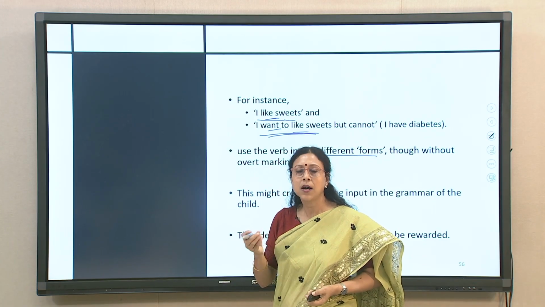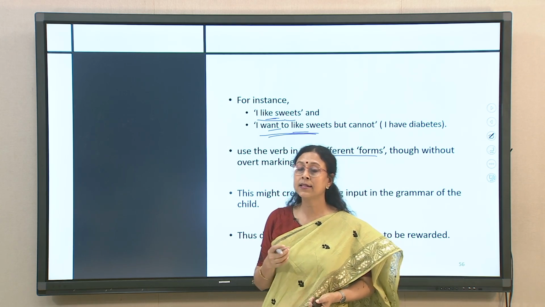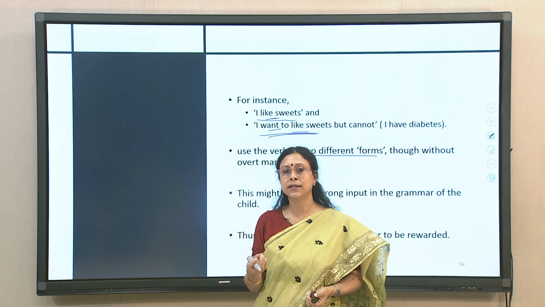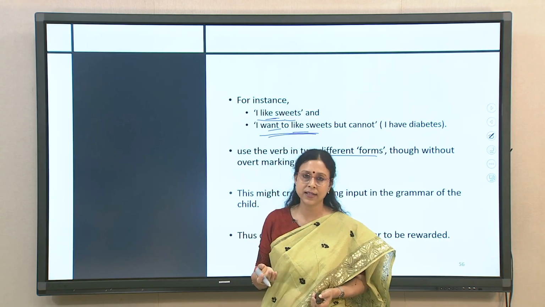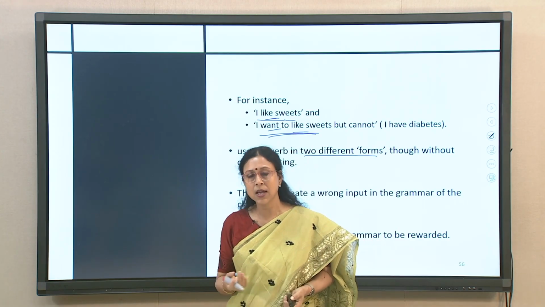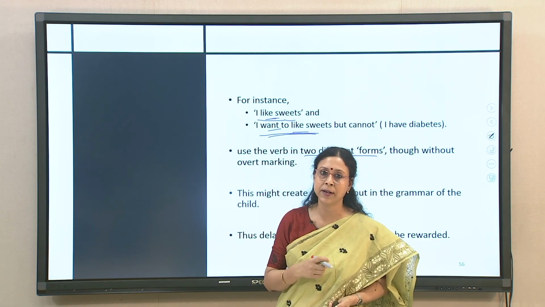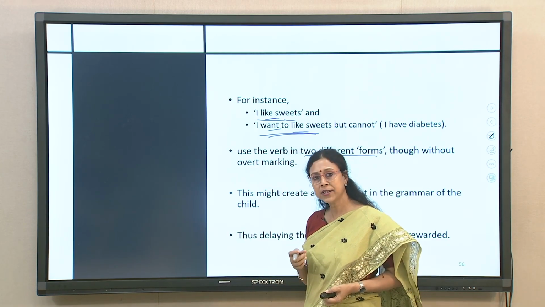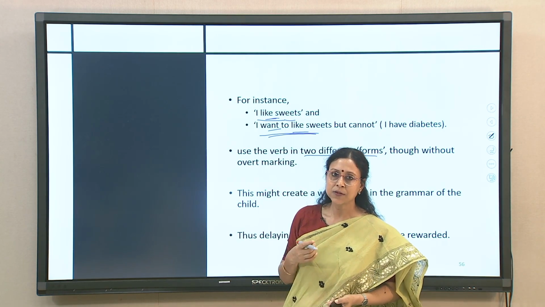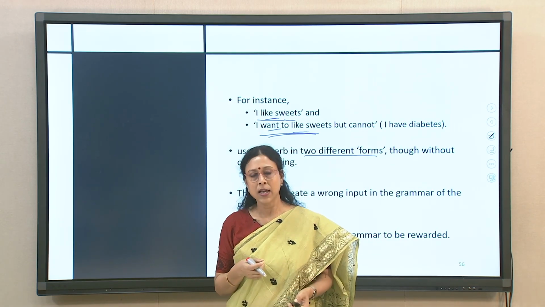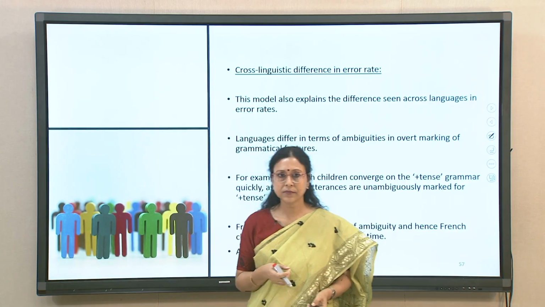These kinds of inputs probably create confusion in the child's mind as to which one is the tensed one and which one is the non-tensed one, which is the infinitive form and which is the tensed form. That is not very clear, because the overt marking is not there. As a result, there might be a delay. This problem also has some kind of explanation in the VLM format.